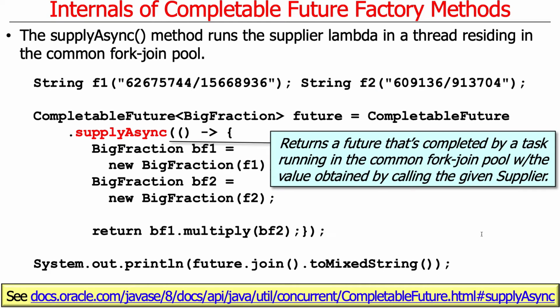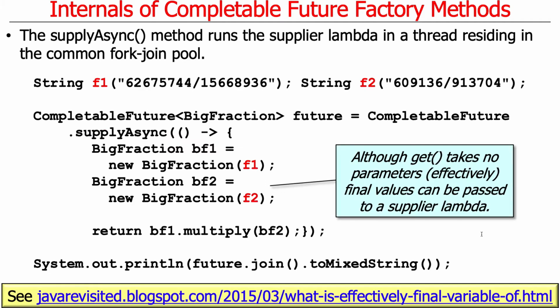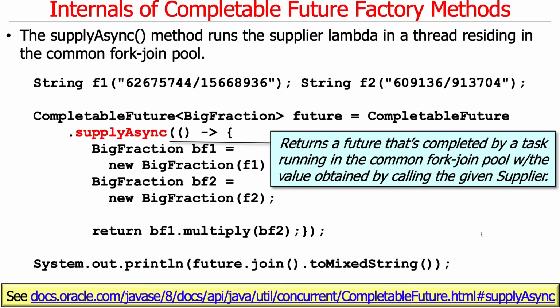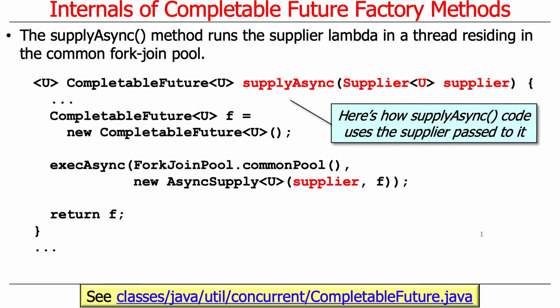And supplyAsync is going to return a future that will be completed, in other words, will be executed by a task that's running in the common fork join pool. And it's going to work on whatever is returned by the supplier, which is this thing here. This is a supplier lambda. So that's going to be stashed away, and we'll see how that works in a second.